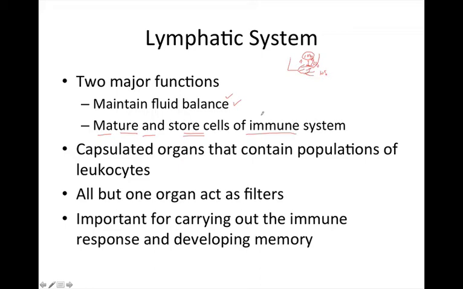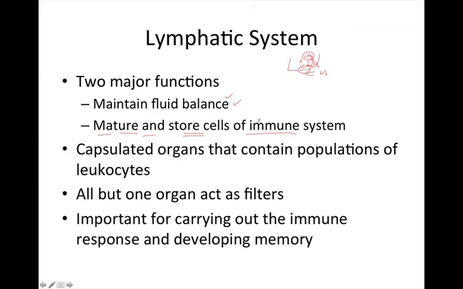But basically, once cells of the immune system are matured, they are stored inside of our lymphoid organs: your lymph nodes, your spleen, tonsils, Peyer's patches, and so on. They are stored in there, just waiting to come in contact with a pathogen.